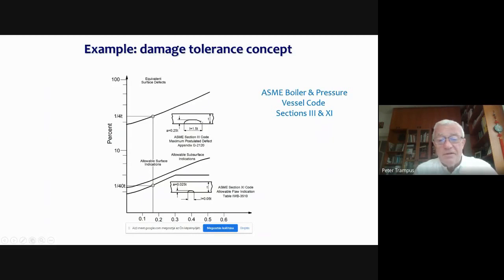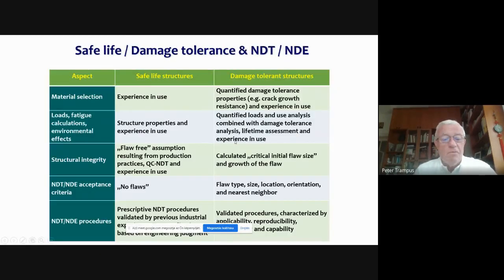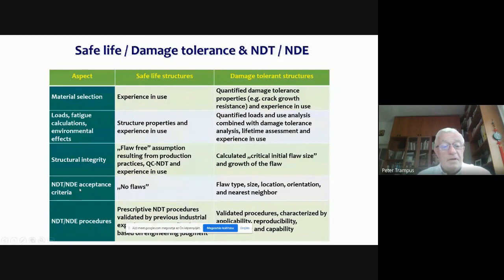And if we come back to this, you can see that in the design, the designer calculates this 1/4 of the wall thickness flaw and justifies the applicability of its components. In the NDT NDA acceptance criteria, in the safe life concept, we always told that no flaws. This is flaw free.